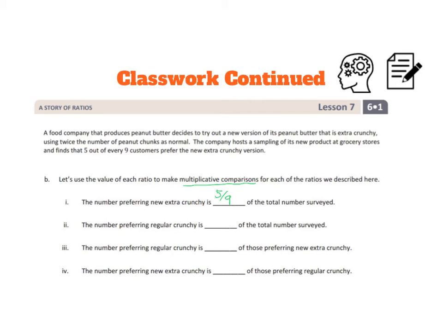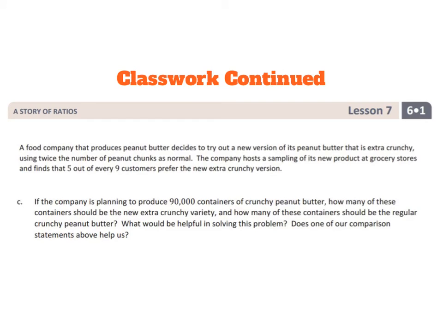All I'm doing is the 5 like the extra crunchy, and 9 is the total number surveyed, and I'm writing it as a fraction. The number preferring regular was 4, and the total number surveyed is 9, so 4/9 of the total number surveyed. The number preferring regular crunchy to those that like the extra crunchy is 4/5. The number preferring new extra crunchy to those preferring just the regular is 5/4. See how this is doable. We totally do this. Okay.